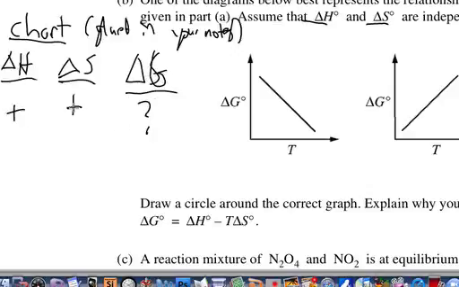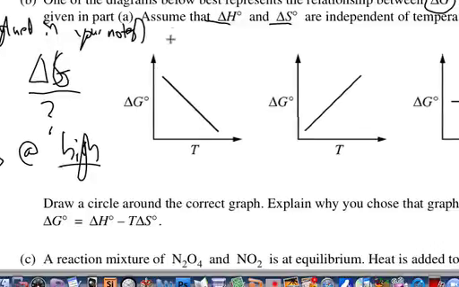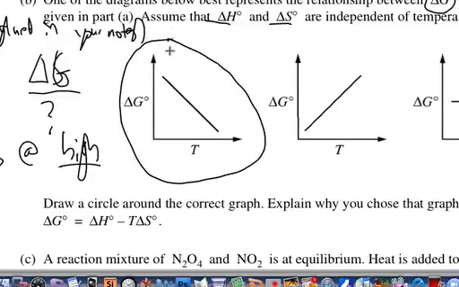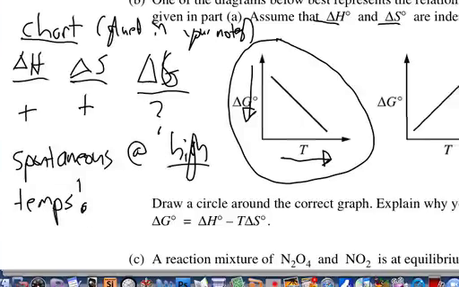If this is the case, what it should say is it's spontaneous at high temperatures. So we're looking for the graph here that shows spontaneity at high temperatures, and that's going to be this graph. Remember that being spontaneous means a decrease in delta G. When delta G becomes more negative, the reaction becomes more spontaneous. So as temperature increases in this graph, delta G decreases, and that is consistent with spontaneous at high temperatures. Okay guys, have a great day.